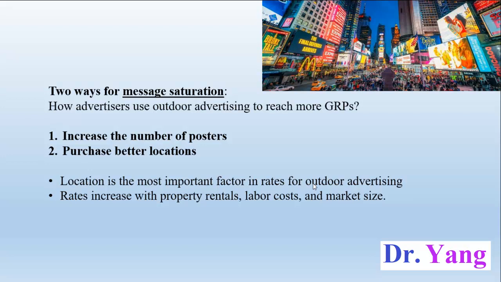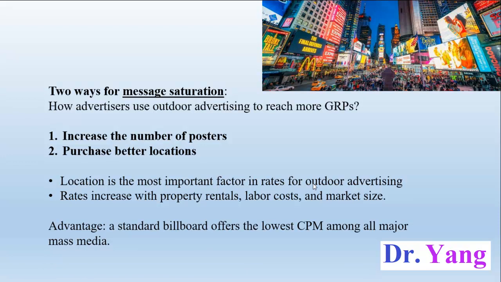Even though in a highly populated area the rate is going to go up, outdoor advertising is still the most cost-efficient way to advertise your product or company, because it actually costs less money to reach 1,000 people compared to many other media platforms such as TV and radio. So in this case, a standard billboard usually offers the lowest CPM among all different mass media.